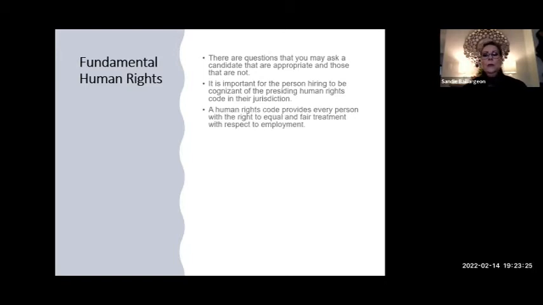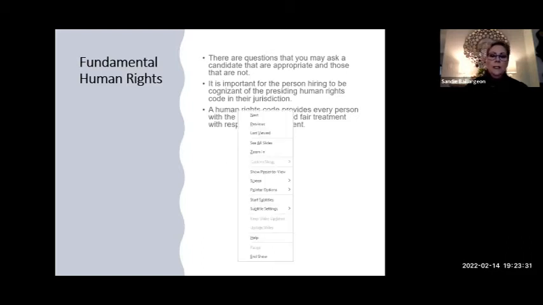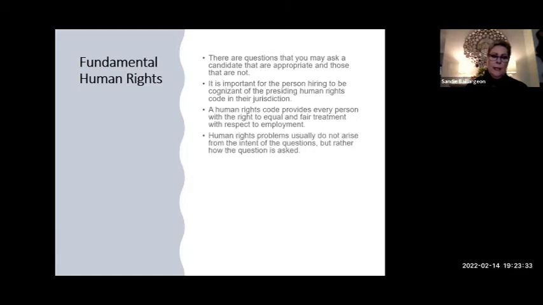A human rights code provides every person with the right to equal and fair treatment with respect to employment. Since I brought up disabilities, in Canada, by 2025, you have to include in your advertisements something that says we're willing to accommodate people with disabilities.